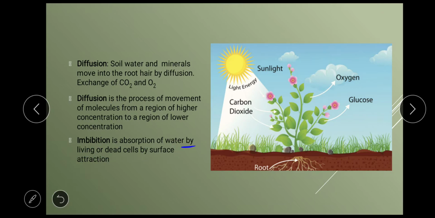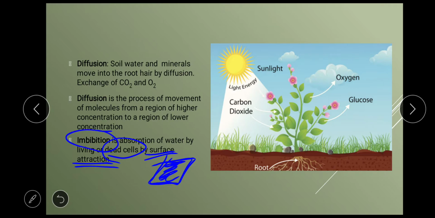Very simple. See, for example, you have a piece of paper, and if a few drops of water fall on that paper, you will see that after some time this paper will absorb the water. So paper is a dead cell, and on the surface of the paper a few drops of water were there, and that water was absorbed. So this is called imbibition, normal imbibition. This happens in plants also, they absorb water. So this is one type of absorption, imbibition.